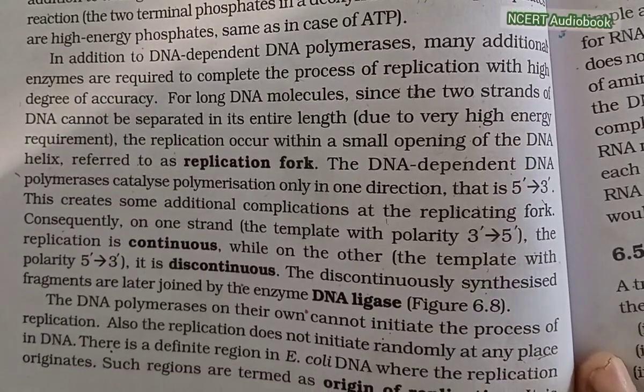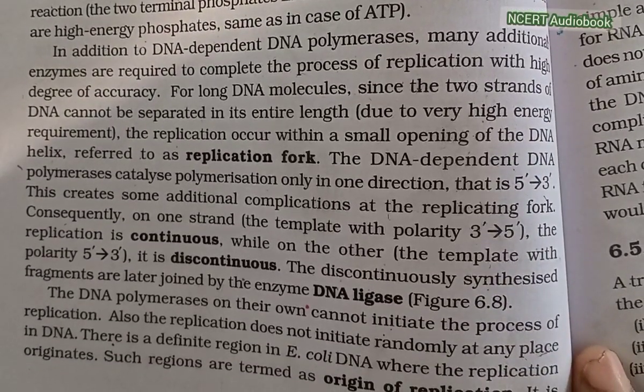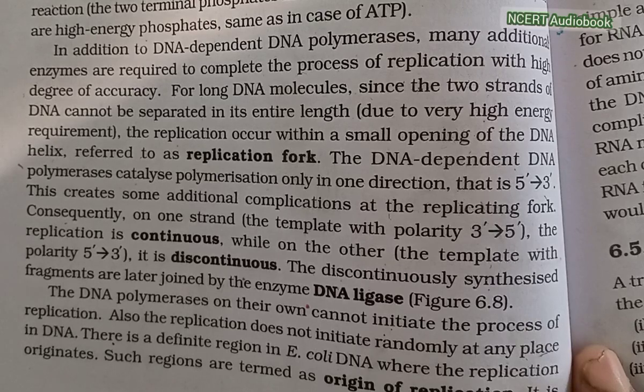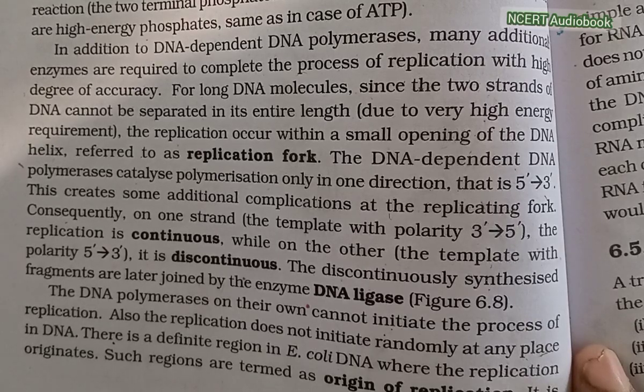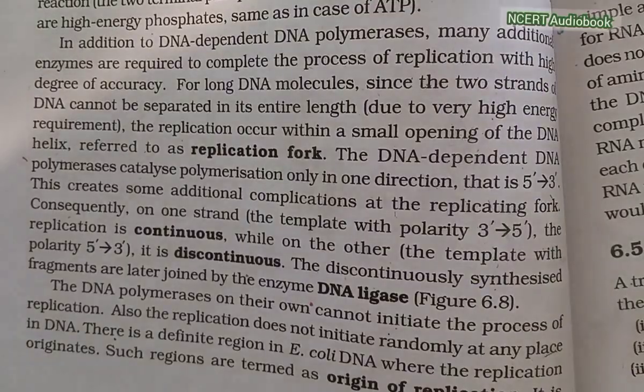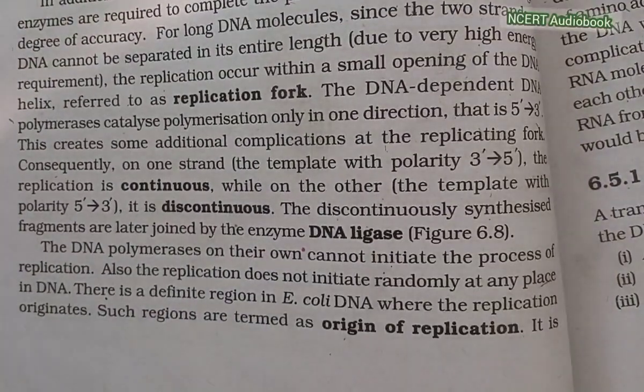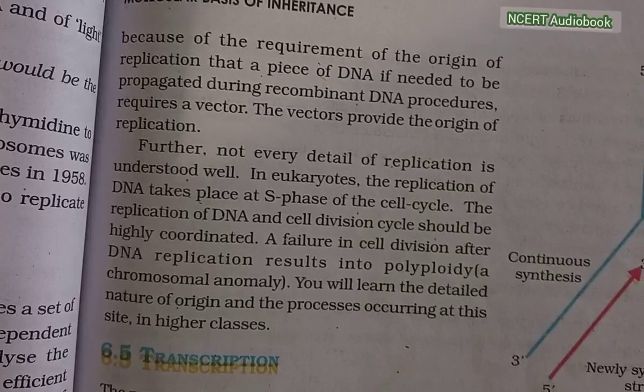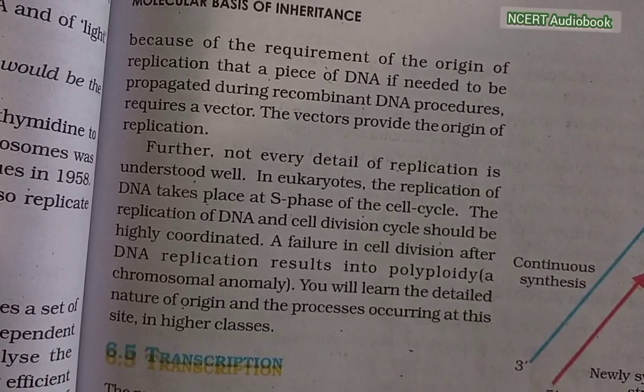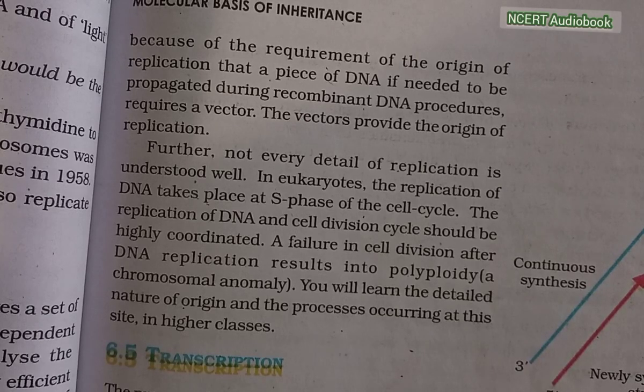The DNA polymerase on its own cannot initiate the process of replication. Also, the replication does not initiate randomly at any place in the DNA. There is a definite region in E. coli DNA where the replication originates. Such a region is termed the origin of replication. It is because of the requirement of the origin of replication that, if a piece of DNA is to be propagated during recombinant DNA procedures, it requires a vector. These vectors provide the origin of replication.